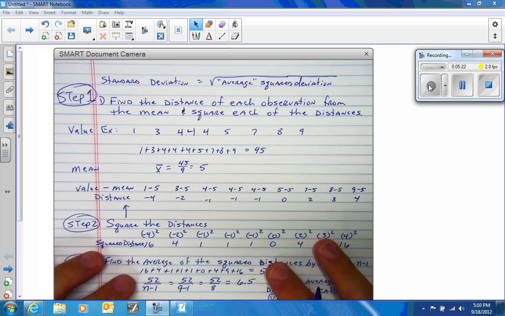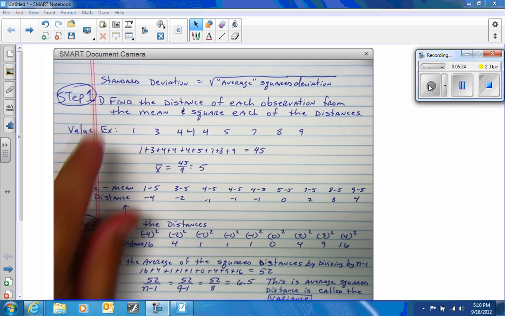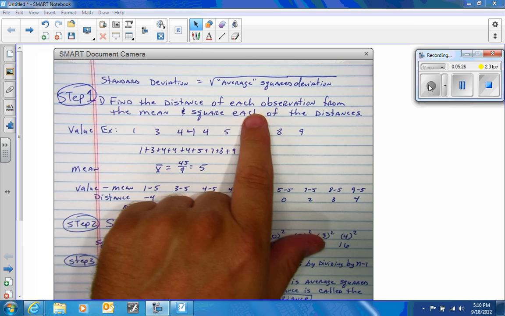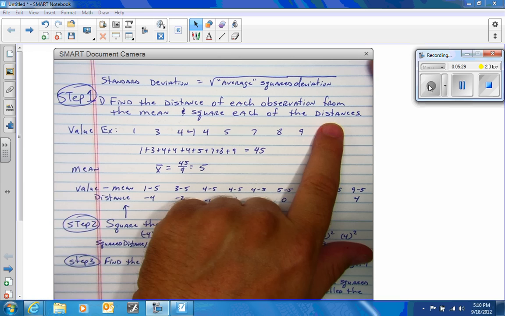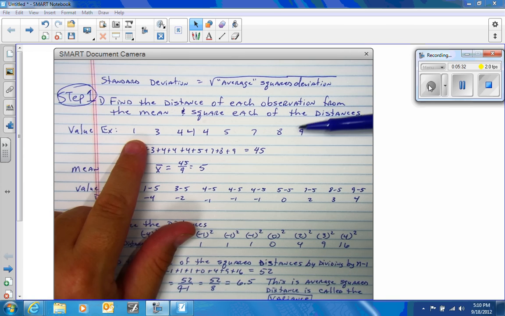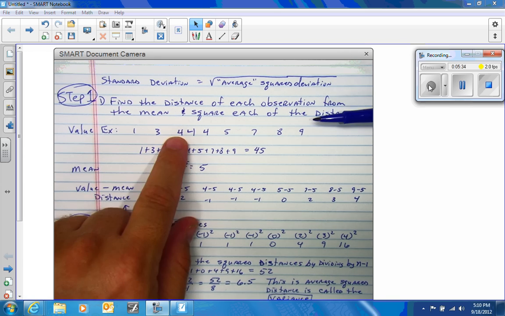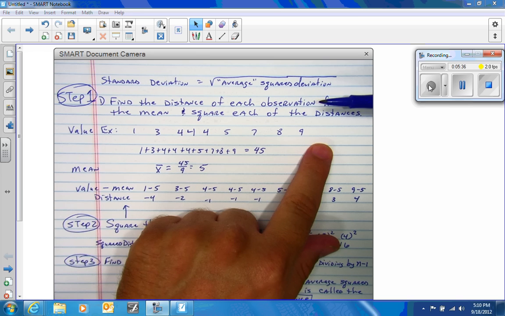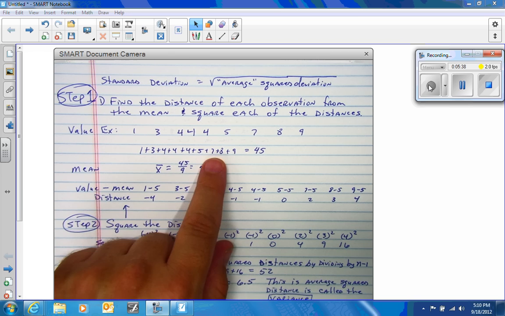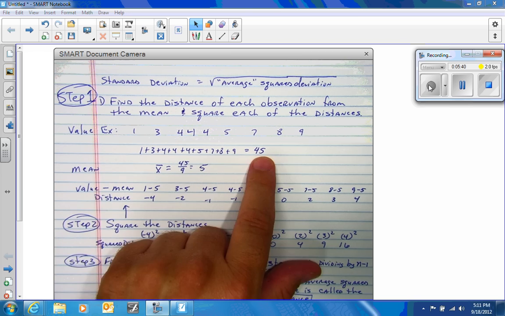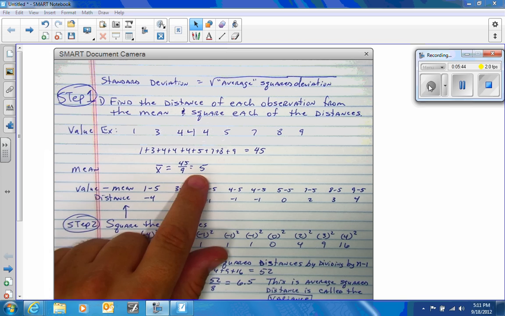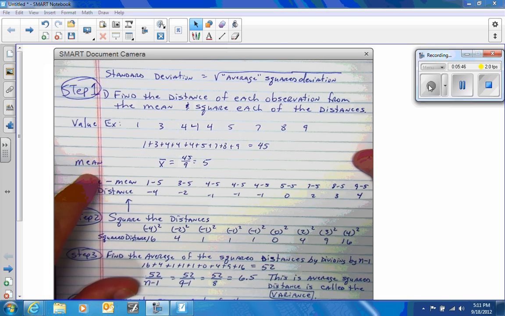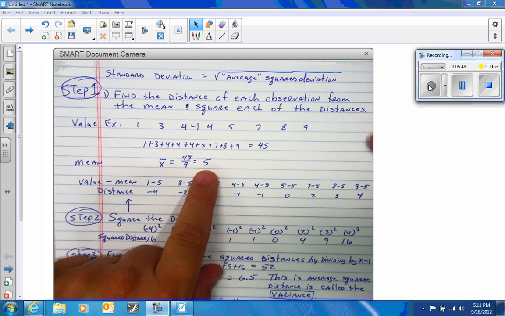First of all, let's take step one. Step one is to find the distance of each observation from the mean and square each of the distances. For example, let's take the numbers we just worked with: 1, 3, 4, 4, 4, 5, 7, 8, and 9. Let's add them all up. They add up to 45. So 45 divided by 9 is 5.